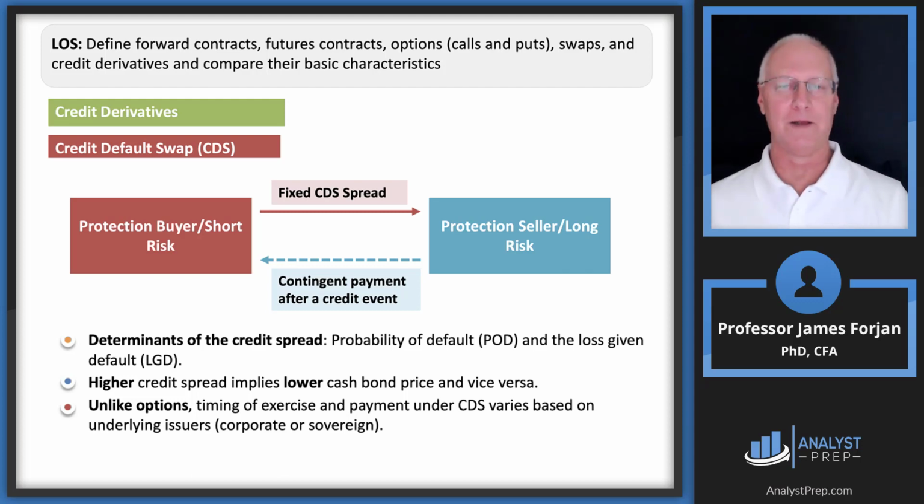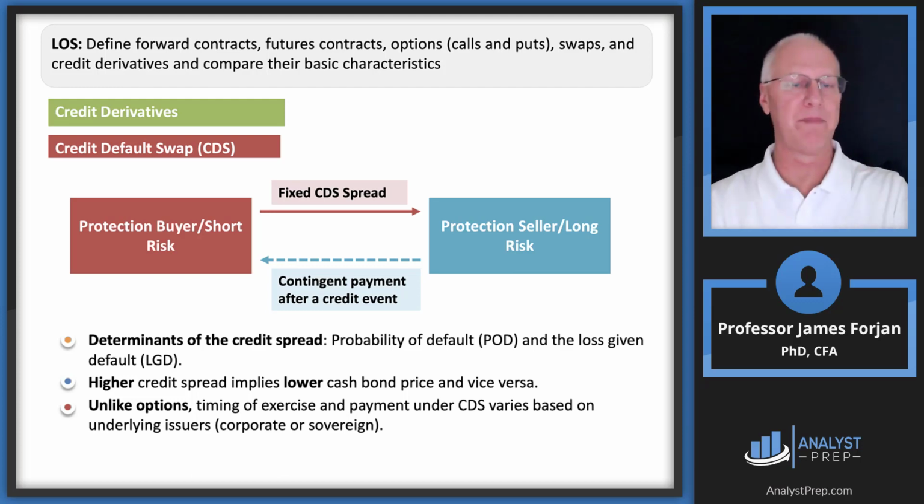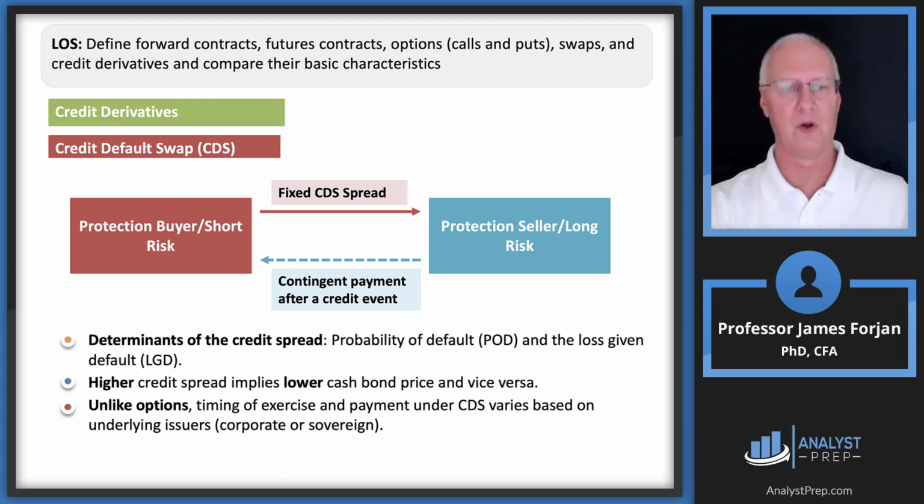So if I sell it and I get $300, well, then the financial institution is not going to pay you $1,000 because I've already paid you $300. They're only going to pay you $700. So determinants of the credit spread, that's the probability of default and then the loss given default. And so that loss, if I pay you the $300, you would get the $700 from the other financial institution.